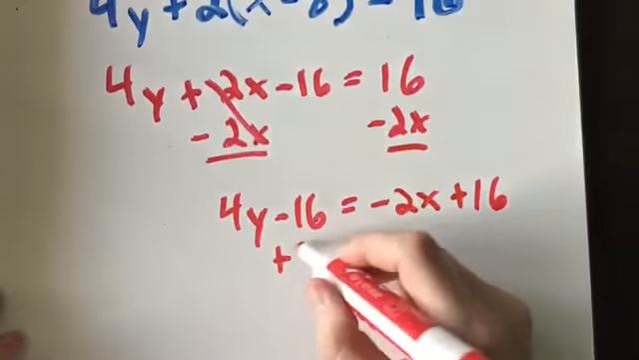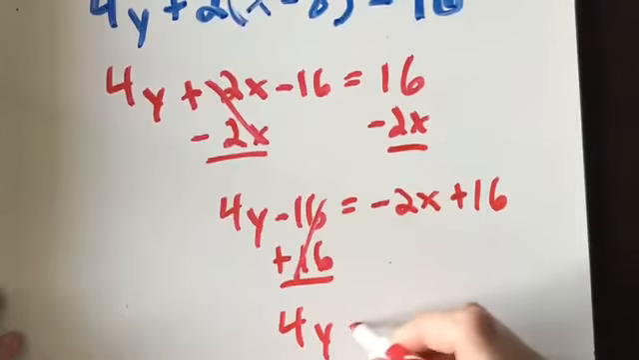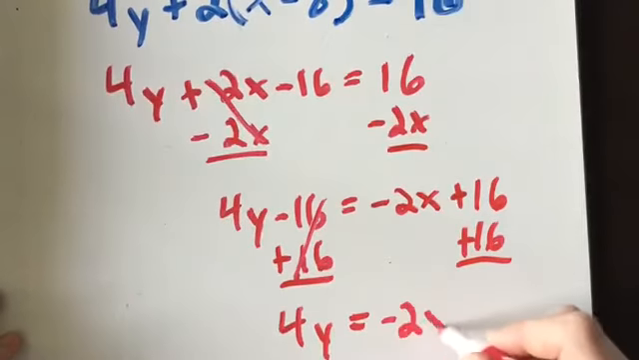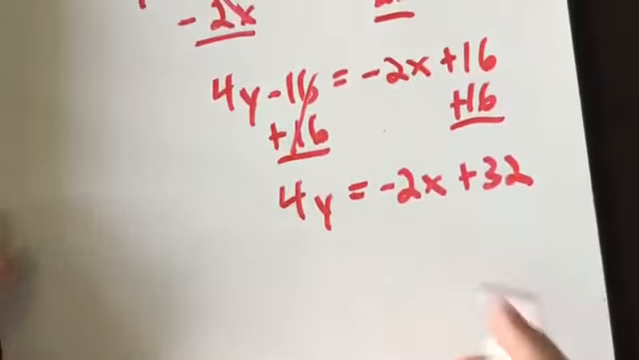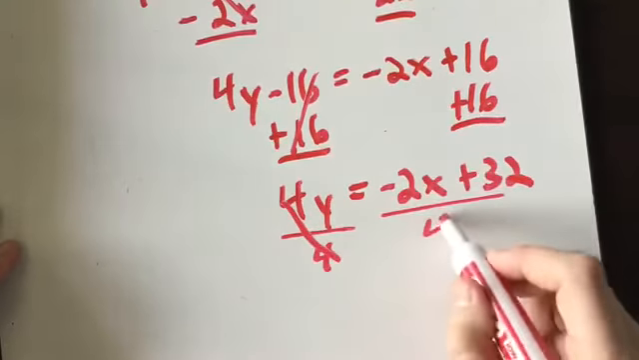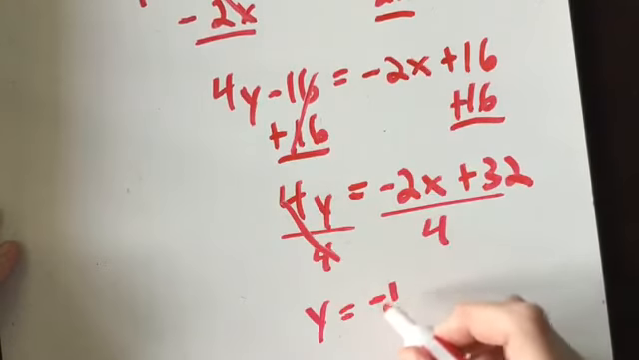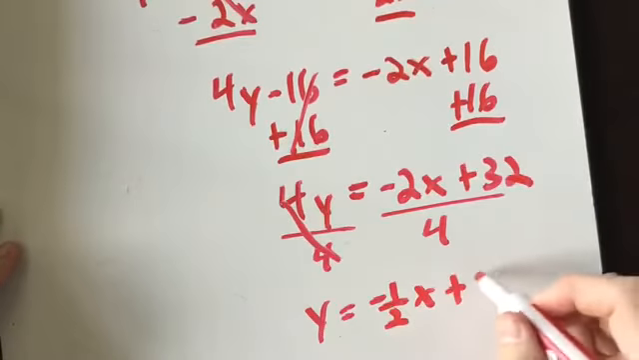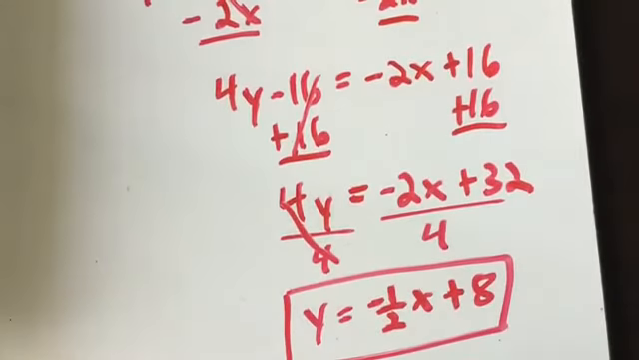Okay. We'll add 16 to both sides, so we're isolating our y term further. Okay. Add 16, line it up under its like term, and we get negative 2x plus 32. Last thing to do, divide both sides by 4. So we get y equals negative 2x divided by 4 is going to be negative 1/2 x. 32 divided by 4, a positive 8. So we get y equals negative 1/2 x plus 8.